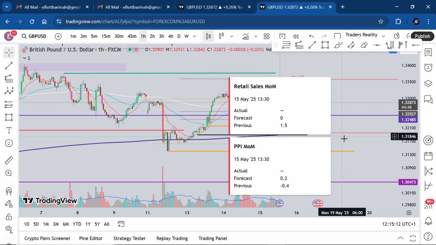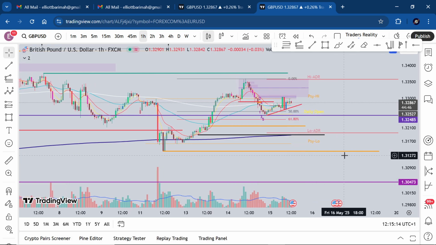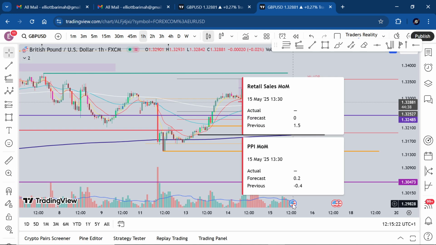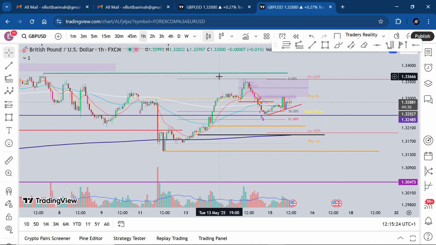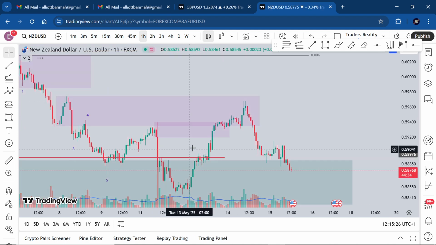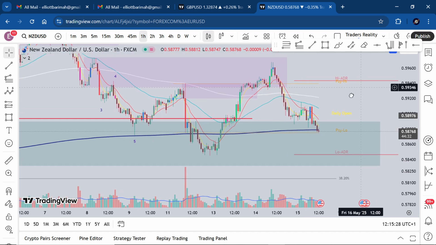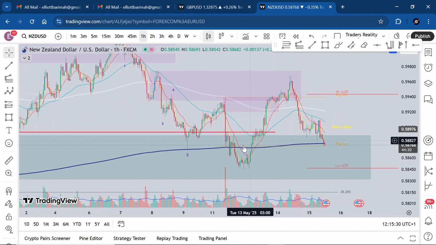1:30, I didn't even know we had news today. Okay, excellent. That should cause a shift in the market. We may actually make a substantial move to the downside. Retail sales and PPI momentum. Okay. NZDUSD now should be just like AUDUSD usually is. And you can clearly see distribution here.